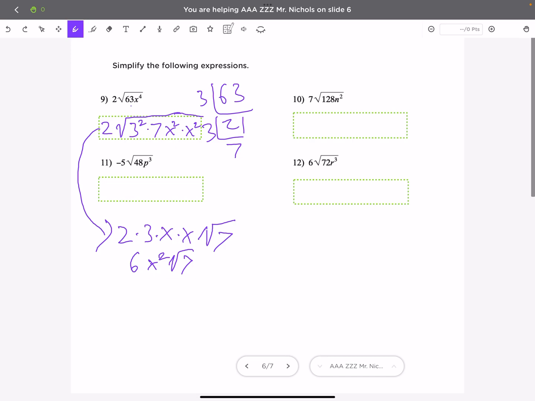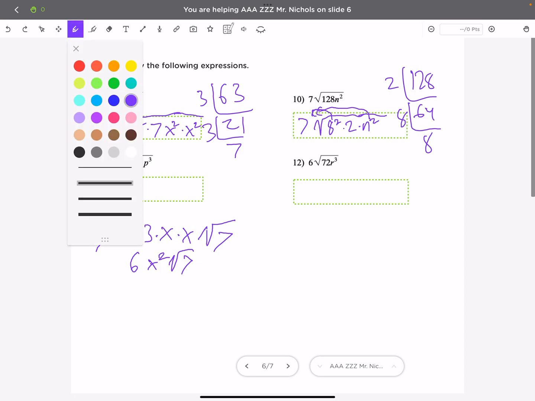10 is just n squared, so that's nice. So what we would have is 128, and you just do prime factorization, and that's 64. And then 64 as a shortcut is just 8 times 8. That's a shortcut you can do. And so I would have 7 times the square root of 8 squared times 2 times n squared. I don't need to break this apart at all. My 8 squared comes out and my n squared comes out.